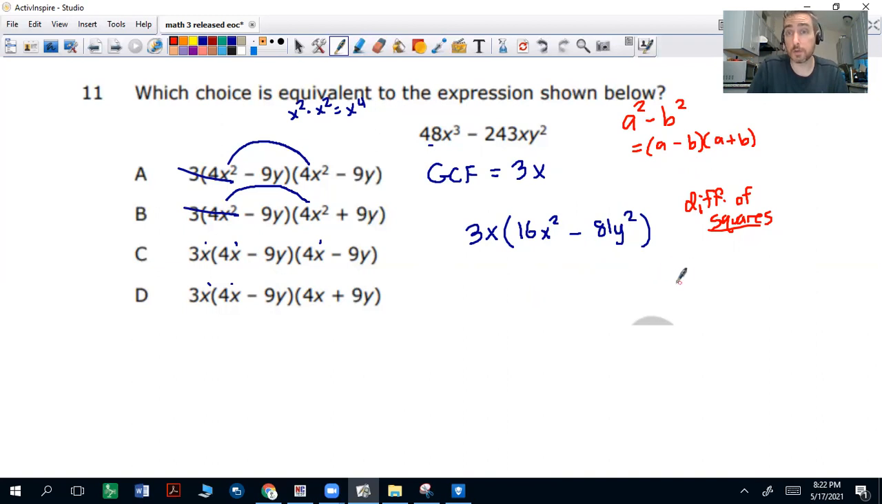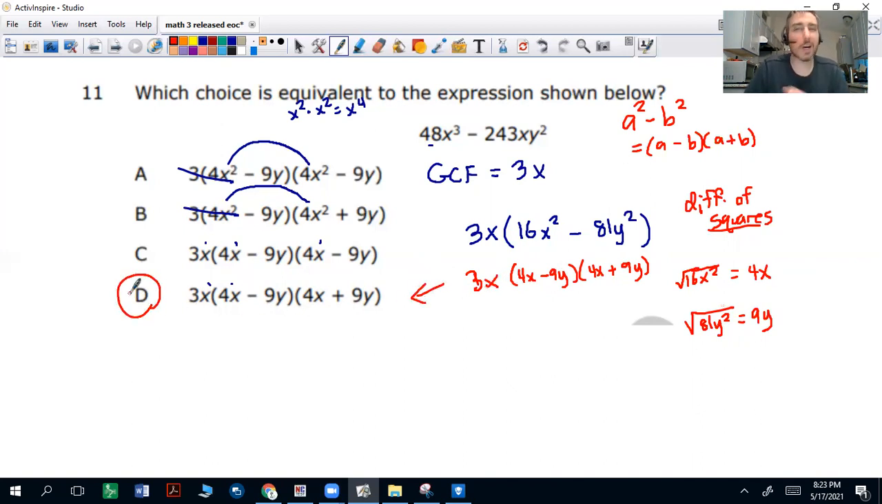So what is the square root of 16? Square root of 16x squared is going to be 4x. What is the square root of 81y squared? 9y. So we put them together, one with a plus in between them, one with a minus in between them. So that's going to end up being 4x minus 9y and 4x plus 9y. That's your difference of squares, negative and positive. Of course, don't forget your 3x, don't forget your GCF.